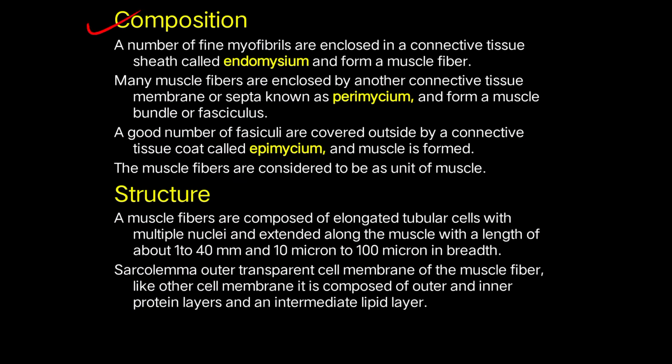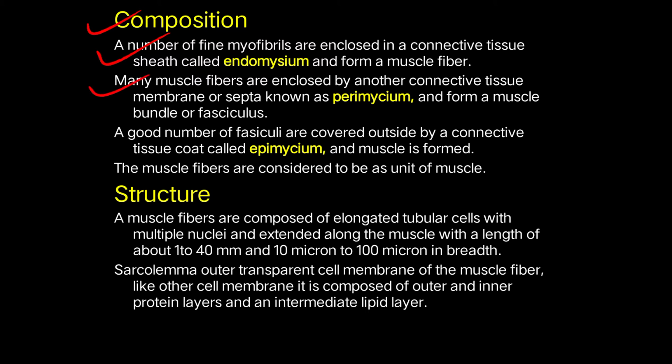Then composition of a muscle, that is the fibril structure. A number of fine myofibrils are enclosed in a connective tissue sheath called endomysium and form the muscle fiber. So the numerous myofibrils are enclosed in the connective tissue covering called endomysium, and the structure is then called muscle fiber.